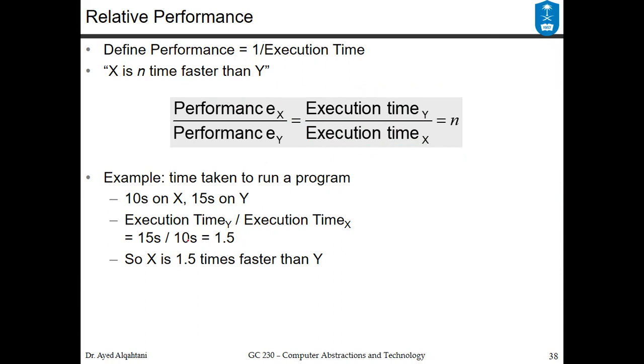Now, these are quick examples. If the time taken to run a program is 10 seconds on X and 15 seconds on Y, surely X is faster. It takes less time. So what we did, we found the execution time of Y, which is the slow machine, divided by the execution time of X, which is the fast machine. We got 15 divided by 10. This is 1.5. So now we can say X is 1.5 times faster than Y. This is when you compare two machines.